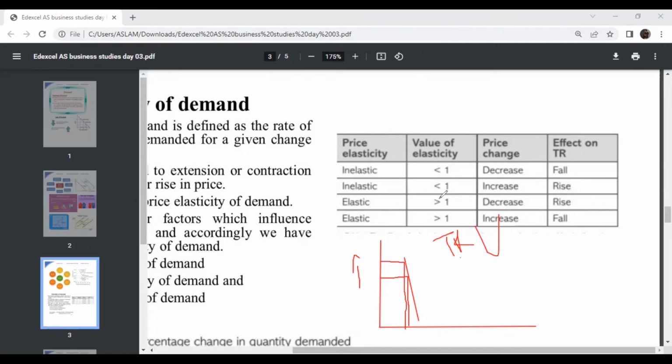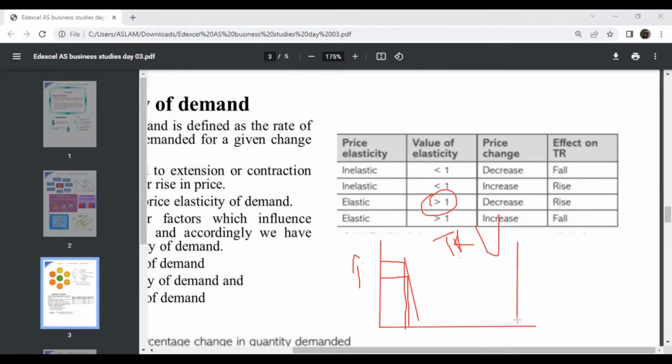Elastic says that the value is more than 1, less than infinity. If you decrease the price, you can increase the total revenue. If you increase the price, you will lose a lot of demand, because here the change in demand is higher than the change in price. We already learned this also. Let me show it in a chart.